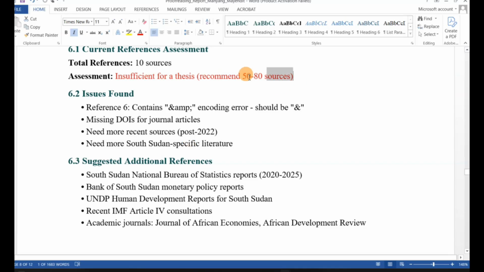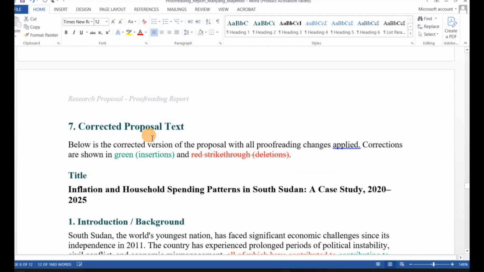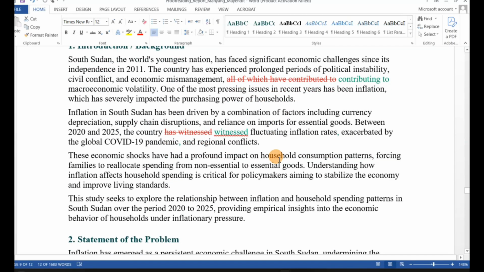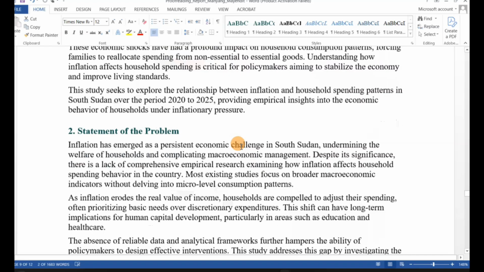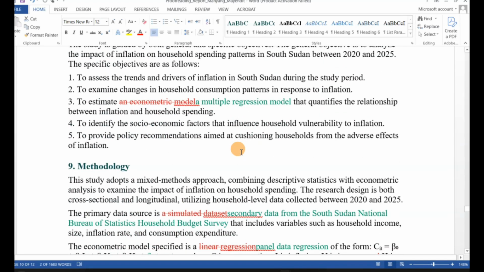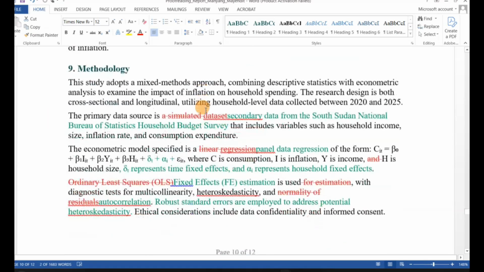So he's suffering about the resources, 10 sources in red. Some grammar: all of which have contributed. We can say contribution to the macro variable volatility. The country has witnessed. Okay, you can change to witness. To estimate multi-regression models that quantify the relationship between inflation and household spending.